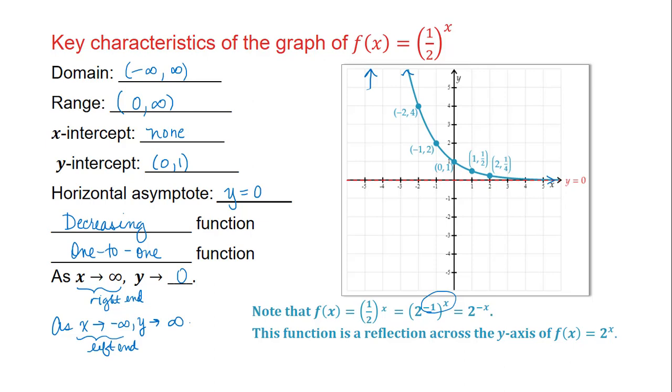So we see that when we compare y equals 2 to the x and y equals 2 to the negative x, there is a change attached to the x, which is we're taking the opposite of the x, which we saw in section 11 was a transformation that resulted in a reflection across the y-axis.